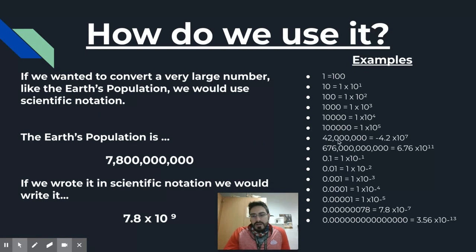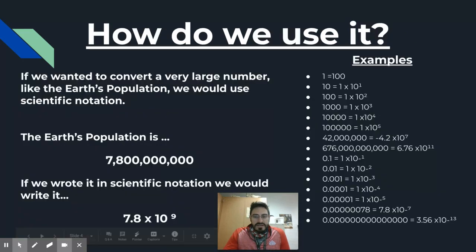So 42 million. This is a negative number. It shouldn't be a negative. That's a typo, but it's 4.2 times 10 to the 7th. Now look at this one down here. 0.00001 would be written in scientific notation as 1 times 10 to the negative 5. You notice that if the numbers are bigger than 1, like all of these, then they are all positive exponents, right? But once the numbers get to be less than 1, like on the right of the decimal point, that is a negative exponent. That trend's going to come back for you.